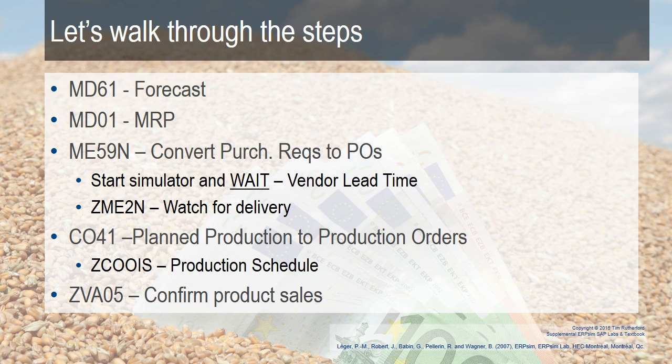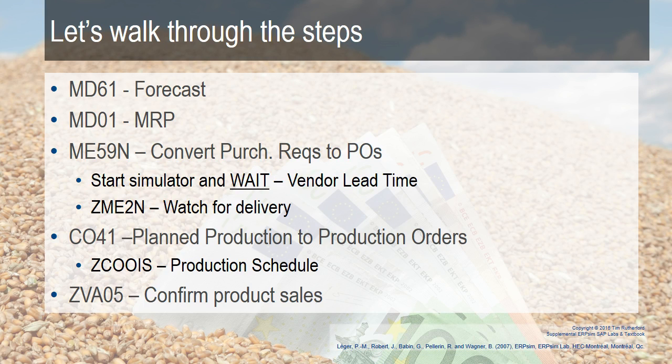So walking through the steps again, and remember, this is in the participant's guide, this is on the job aid, and it's covered in the supplemental text as well. So the first part, MD61, is the forecast. This is the replenishment level for the different products that you want to sell. MD01 takes that forecast and creates two different things, the procurement side, the plan procurement and the plan production. ME59N converts the plan purchase orders for procurement, the purchase requisitions, into purchase orders.